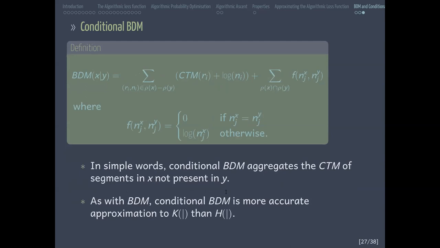And for this, we have also conditional BDM. The conditional BDM is going to aggregate the CTM of all the segments of our X that are not present in Y. And as with BDM, the conditional BDM is going to be a more accurate approximation to the conditional complexity than Shannon entropy. Okay, now that I have presented my two tools, we can go into particular examples.